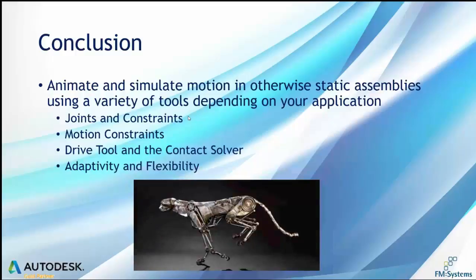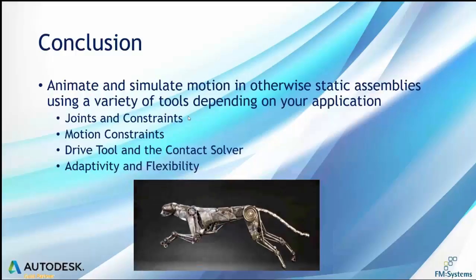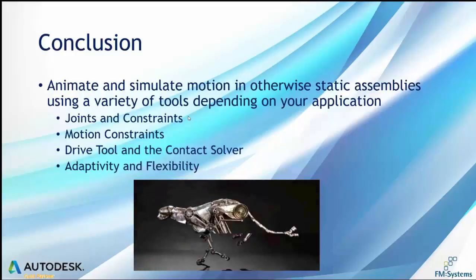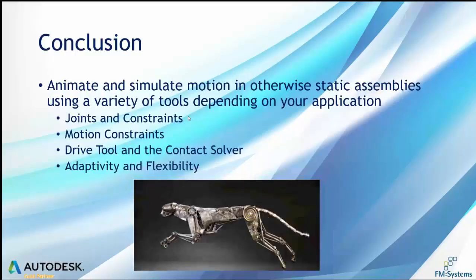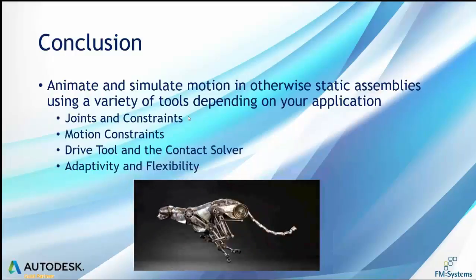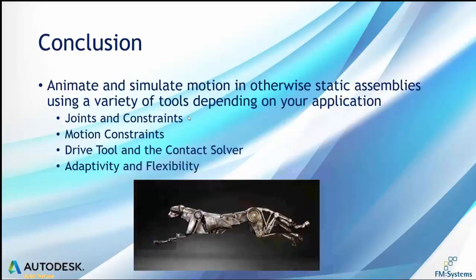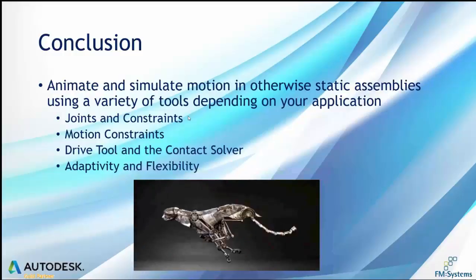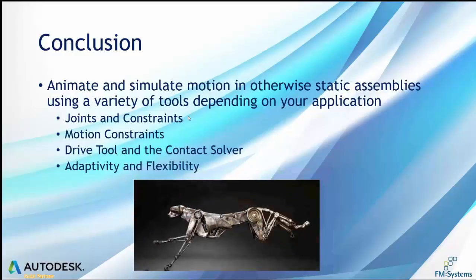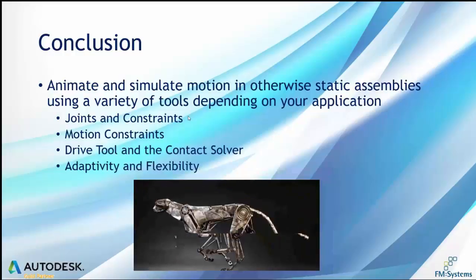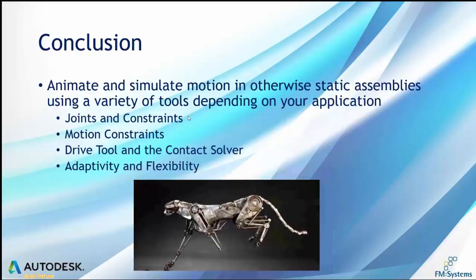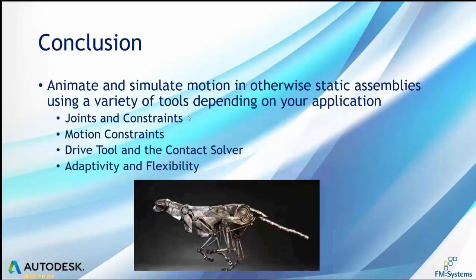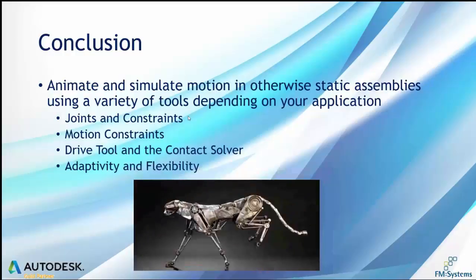So within these tools, we looked at joints, constraints, the different motional types of constraints, being able to drive our constraints, and using the context solver to limit movement between components. And finally, how we can make subcomponents within a larger assembly adaptive, and also the entire assembly flexible with its subassemblies so that motion can be pushed through from all different levels of the assembly.